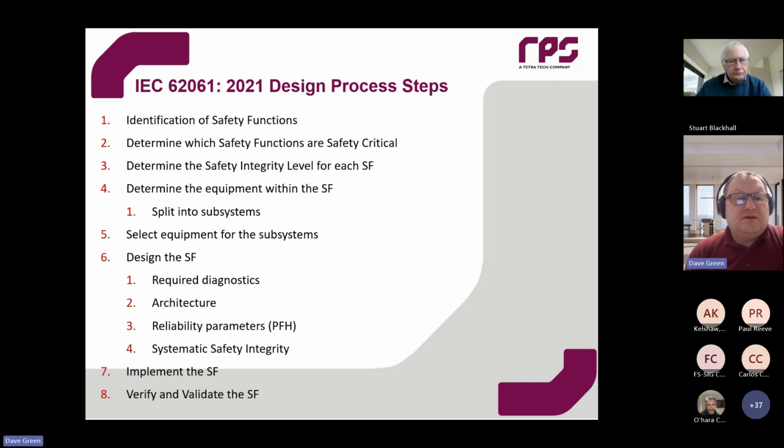Then there's the sixth section of the standard design process. It gives us some additional requirements for things like diagnostics, architecture, reliability, and the addition in this version of systematic safety integrity, including software. Then the implementation, and then verification and validation. So it's more aligned to the safety life cycle that we've seen in 61508.